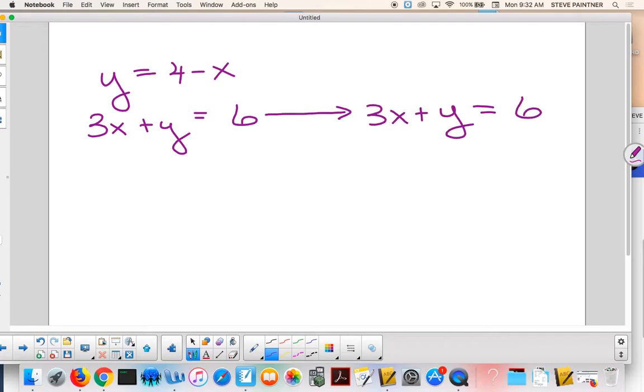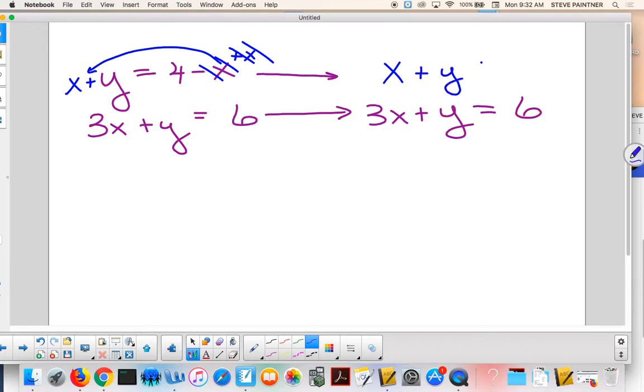Okay, there you go. This one, let's change it. How do you get the x and the y on the same side and the 4 on the other side? Okay, add x. If you push this x over here, if you just add x and you add x, this cancels out, and now you get x plus y equals what? There you go.